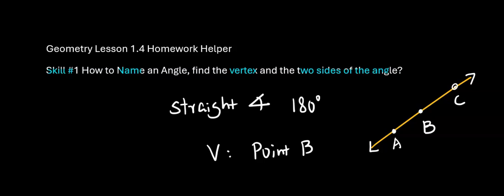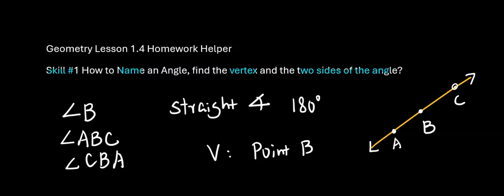Now, since this is just one angle, there are no other rays coming out of it. If there are other rays, I can call them E, I can call F. I have more than one angle now. I will not be able to use the method of just using one letter to name it. Since I only have one angle here, I can call it angle B. I can call it angle ABC, angle CBA.